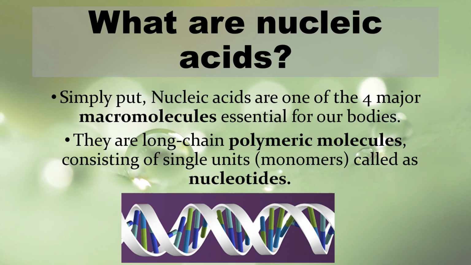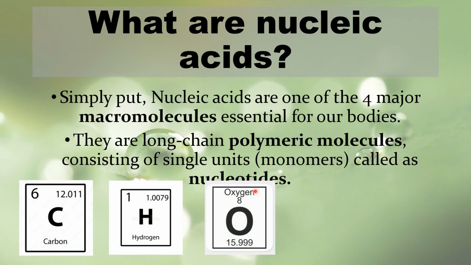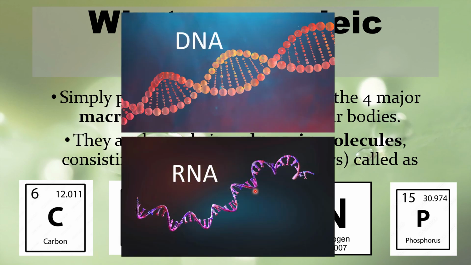Now, nucleic acids are one of the four major macromolecules essential for our bodies. They are long-chain polymeric molecules consisting of single units or monomers called nucleotides. They are organic molecules, and because of this they are obviously made up of carbon, hydrogen and oxygen. And along with this they are also made up of nitrogen and phosphorus. For high school, the two main nucleic acids that you need to know about are DNA and RNA.